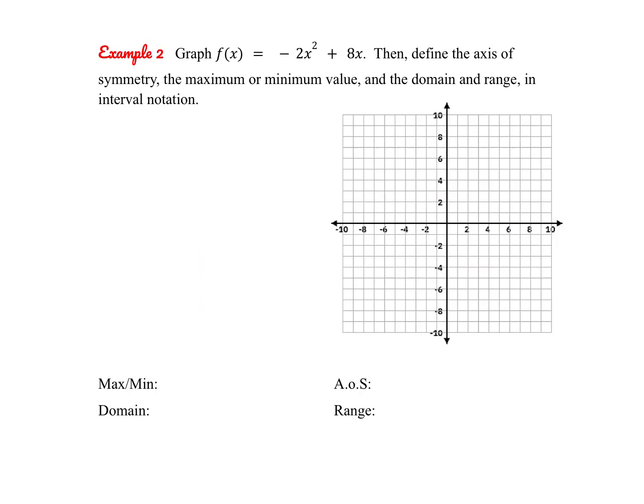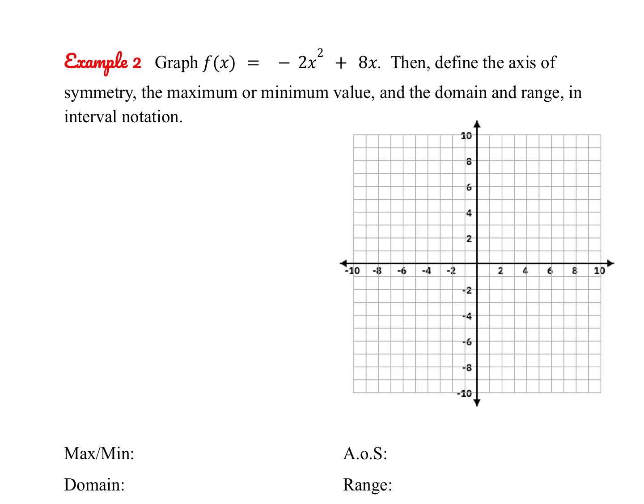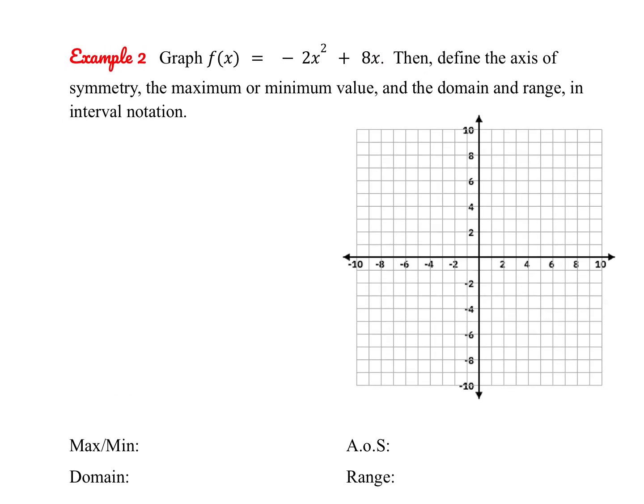All right, let's try another one together. So here we have negative 2x squared plus 8x, and that's it. So here our C value is 0, and that is completely fine. It's also fine to be missing an x term. That just means your B value is 0. You do have to have an A value because you need to have an x squared term to be a quadratic function.